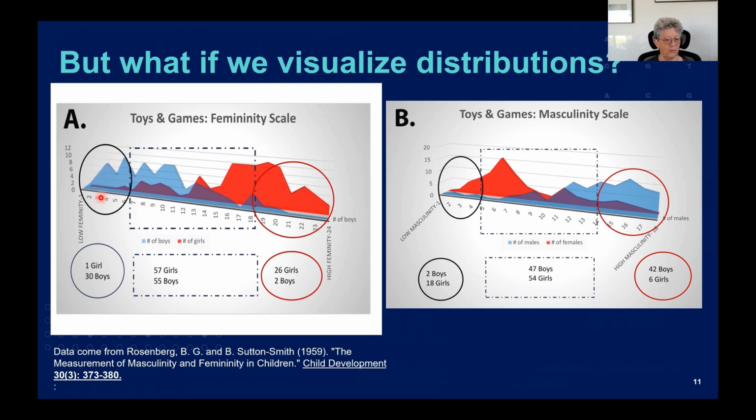We have more boys and fewer girls. We have 30 boys and 1 girl. At the high femininity end, we have 26 girls and 2 boys. And we might say, great, so these are the feminine boys. Do they have dysphoria? What do we want to do with them?